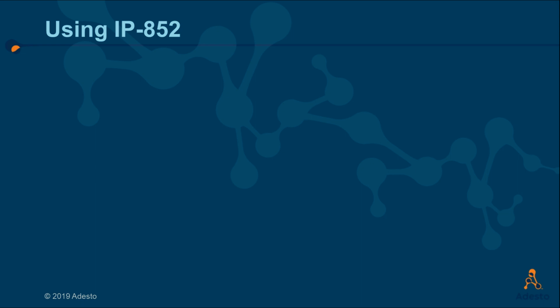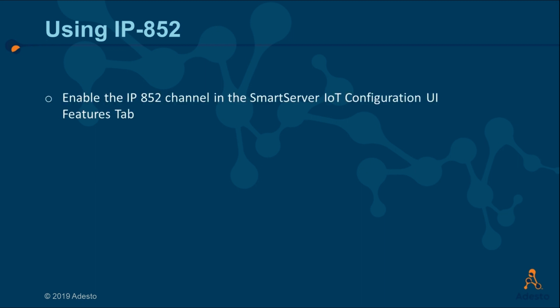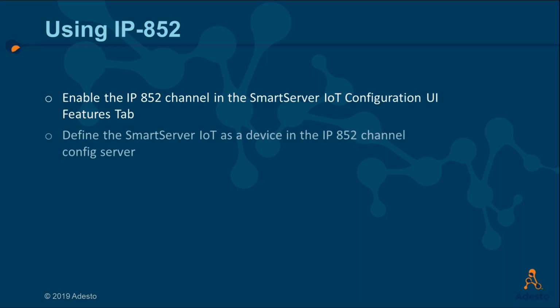In the next series, we'll go ahead and enable the IP852 channel. First, we have to enable the feature in the SmartServer configuration. Then we have to use the configuration server to enable the device on the channel. Finally, we'll define a VNI device that can be used by our network management tools.